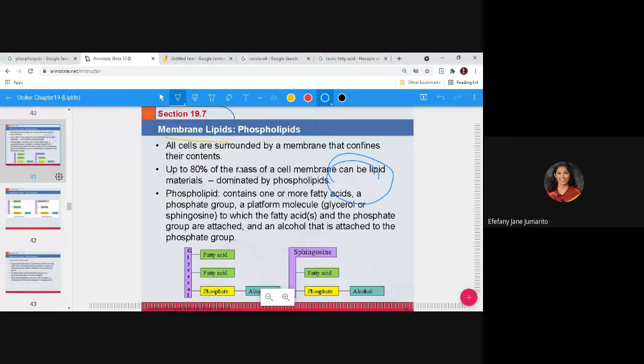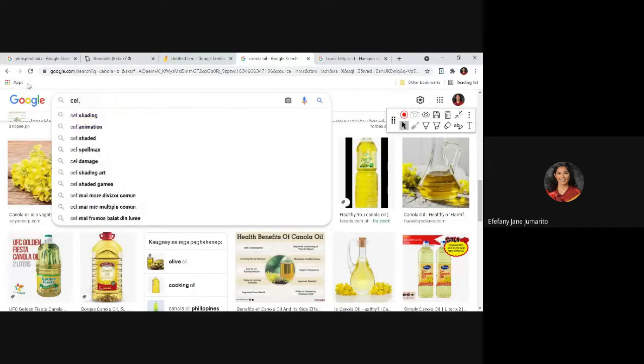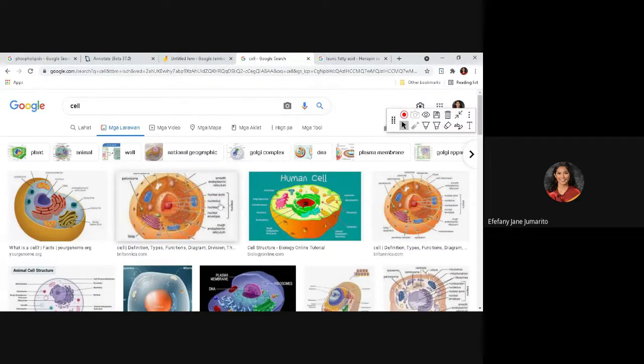Our cell is surrounded by a membrane. Have you watched the video? The membrane helps to protect. This is your cell, and outside of it is your membrane, like a coating, like the balloon example earlier. The surface outside the balloon is your membrane, the cell membrane.